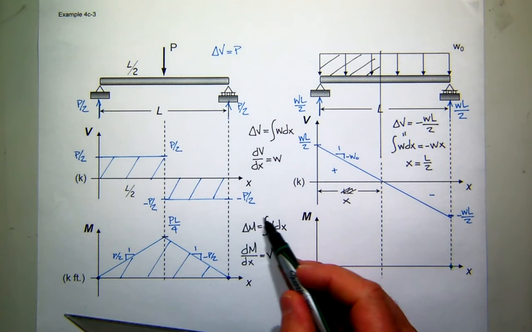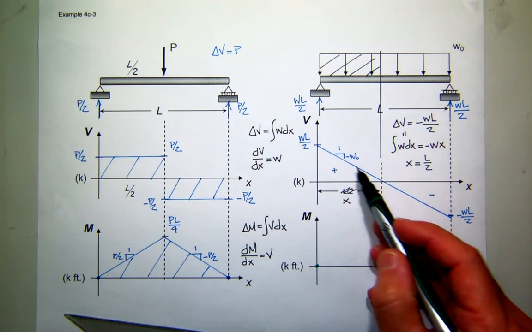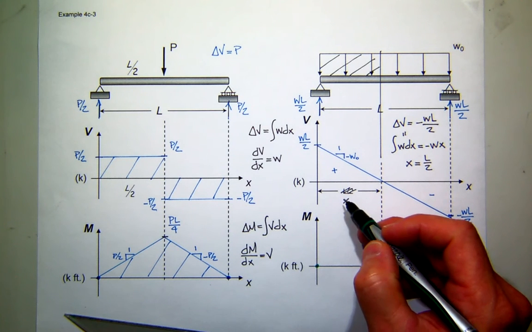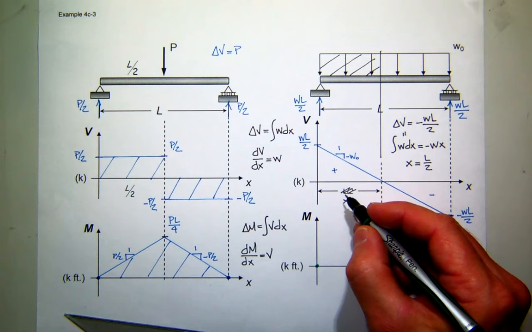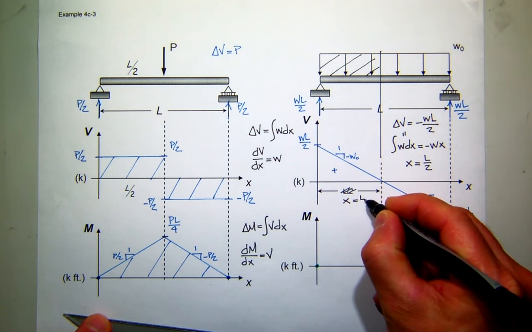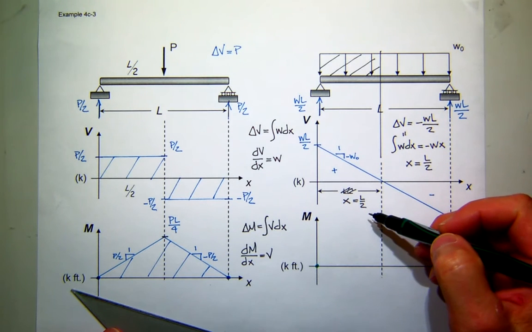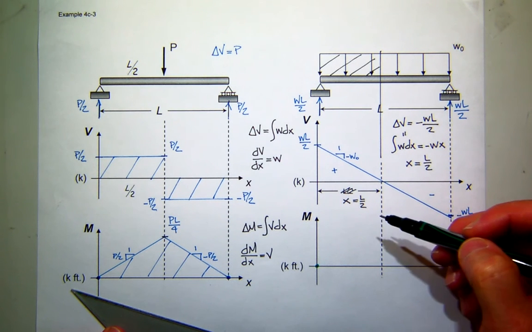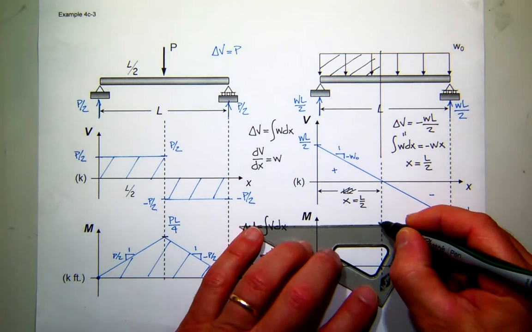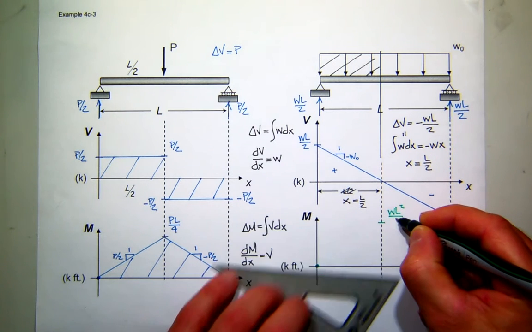So, the change in moment is the area of the shear diagram. What's the area of this part of the shear diagram? It's a triangle, 1/2 base times height. Now remember, this is not x. What is it? It's L over 2. So I get WL squared over 8. Half, half, half, right? So that means that I should get positive WL squared over 8.